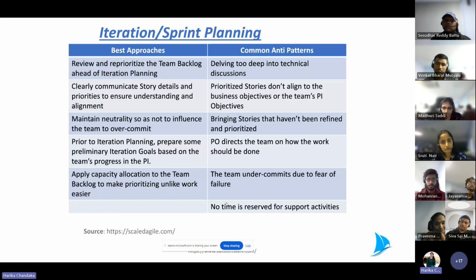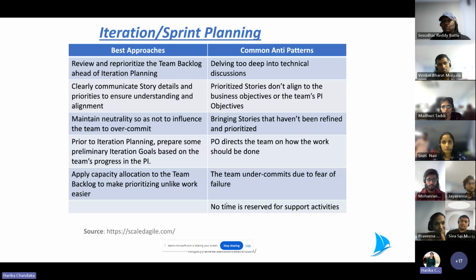These are the best approaches defined in Scaled Agile, and now what we shouldn't be doing during the sprint planning call. Delving too deep into technical discussion: it's just a sprint planning call. We cannot discuss the entire architecture in that call. If a story is unclear, on a high level, they can get the information. If not, and it still needs further discussion, it's always preferable to have a different call.